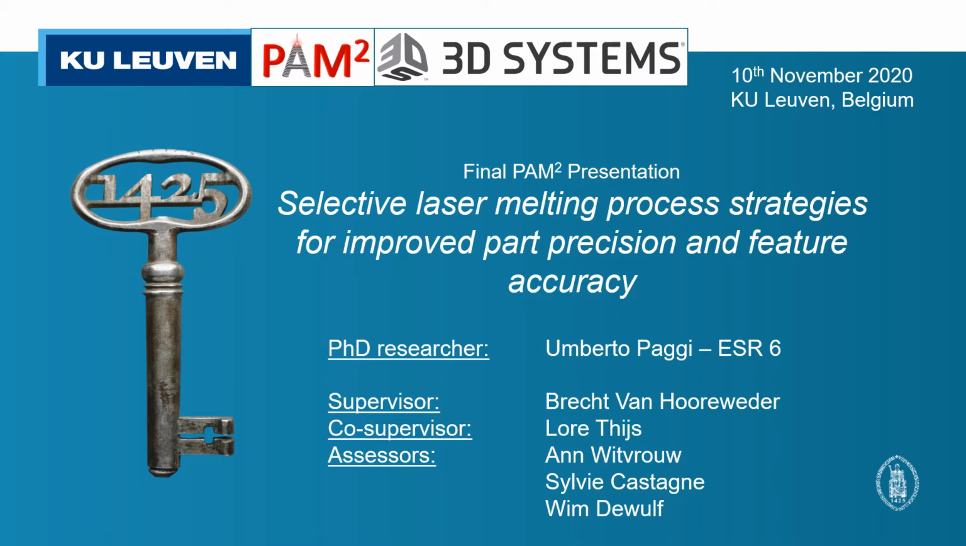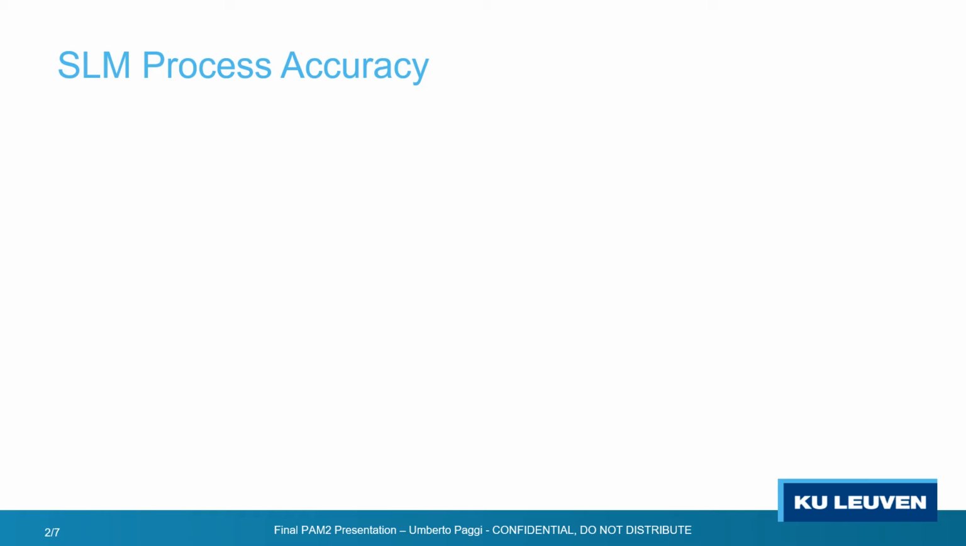The title of my research is Selective Laser Melting Process Strategies for Improved Part Precision and Feature Accuracy. But by looking at the literature, we can see that these terms are used to address a wide variety of situations depending on specific application, materials, and processes. So first of all, we have to ask, what are quality deviations? We can quantify and contextualize this concept in several ways.